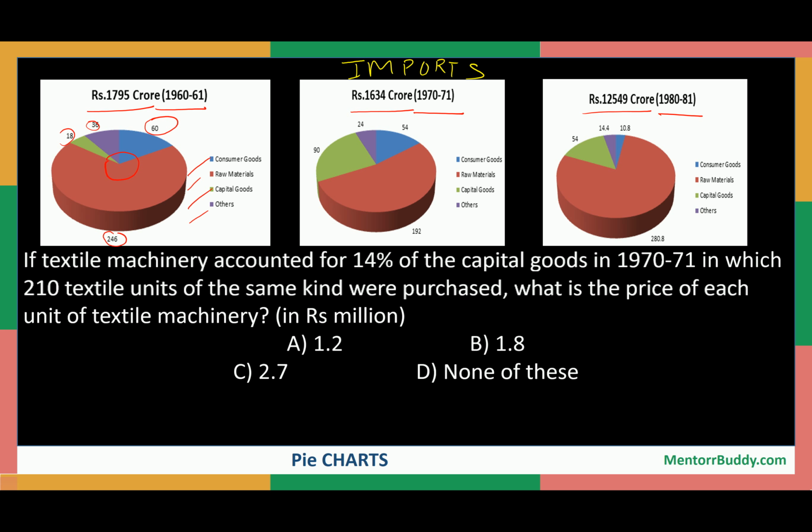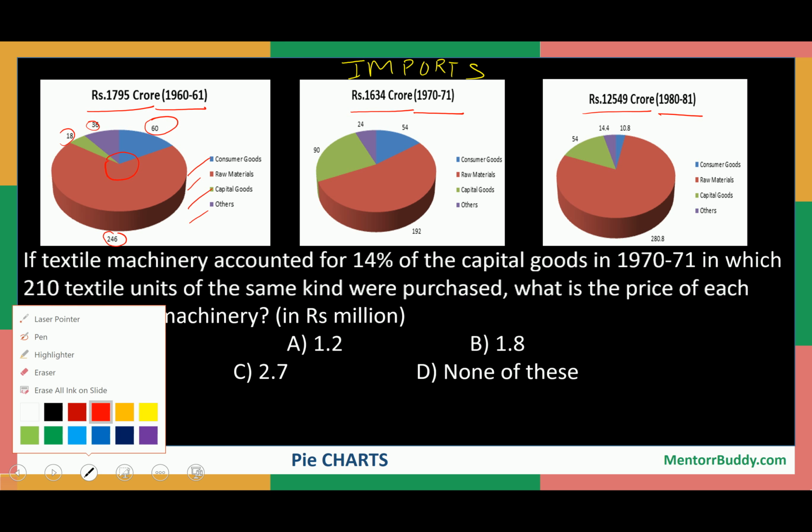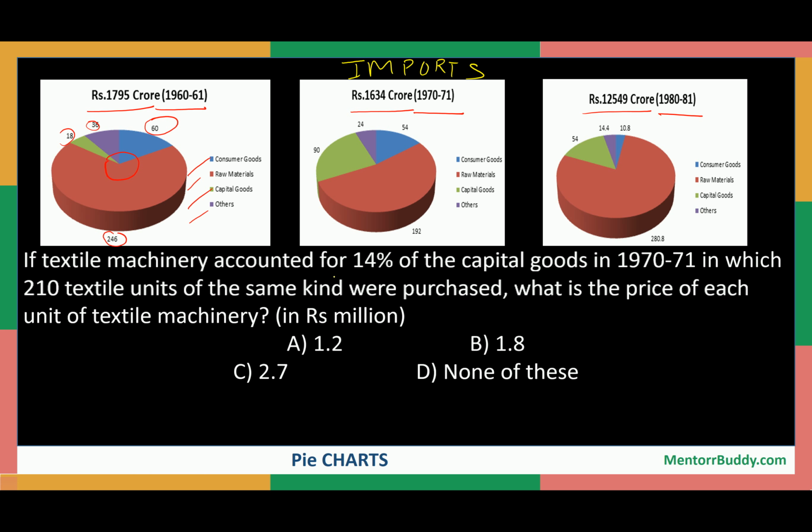Right, now we need to see the question which has been asked. The question says that if textile machinery accounted for 14% of capital goods in 70-71, so which chart are they talking about? They are talking about the chart of 70-71. It means this one, right? This chart they are talking about, right? Capital goods is what? Capital goods is this green color.